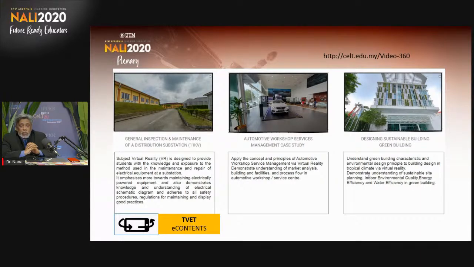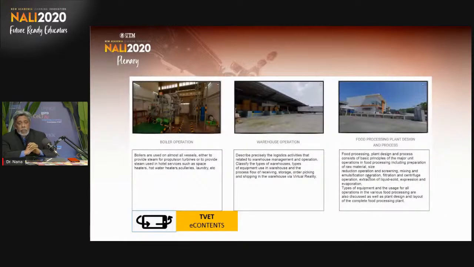So this kind of contents are being put up in our website, as you can see the one above. So the middle one is automotive workshop. I think I'll show you that later on. And designing sustainable building. This is the PKNS building that we did a photography, videography session for our students to learn more about sustainable design. Yeah? Next.